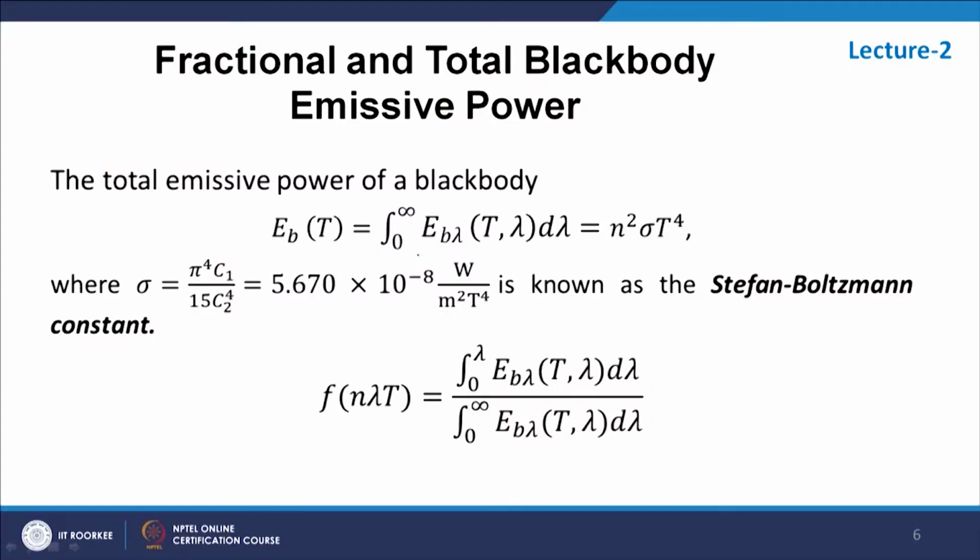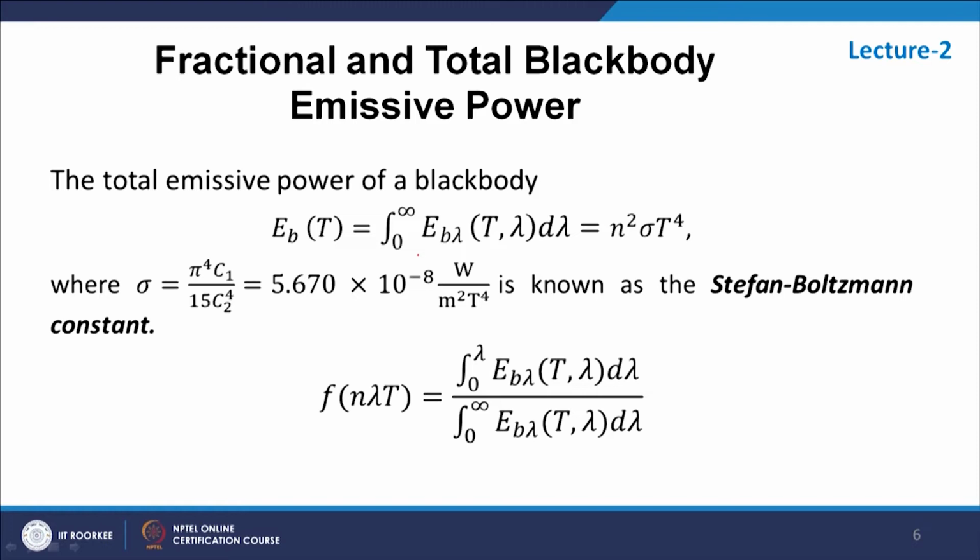To solve the problems, we need to calculate the total black body emissive power, that is, how much energy a body emits over its entire spectrum. The spectrum may have different ranges: visible, ultraviolet, infrared. So, we are interested in how much total energy is emitted by a body in all the wavelengths, and sometimes also in how much energy is emitted in some part of the spectrum, let us say only the visible part, or just the infrared part.